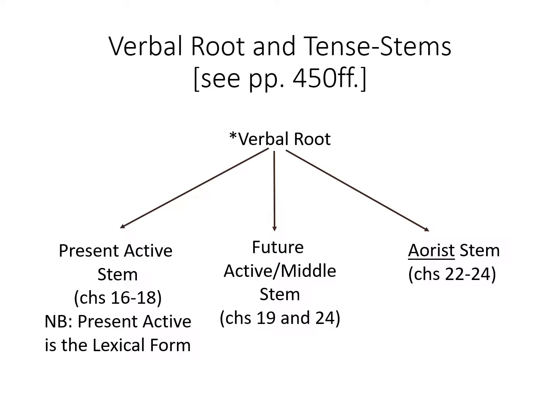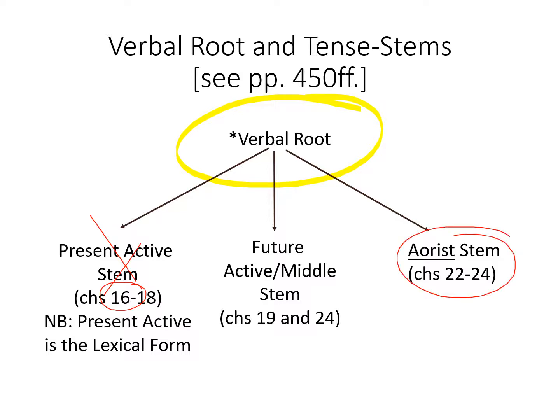Again, just to review, we have the verbal root as the basis of Greek verbs. The present active is not the basis. Students can get confused because we begin here with the present in chapter 16, but we need to have a broad perspective so that when we get to the aorist, we aren't confused. If we assume the present is the basis of all Greek verbs, when we get to the aorist and we notice how similar the verbal root is to the aorist stem, it can be quite confusing.